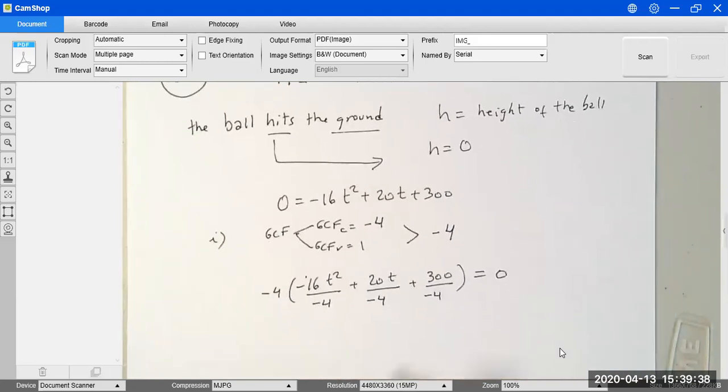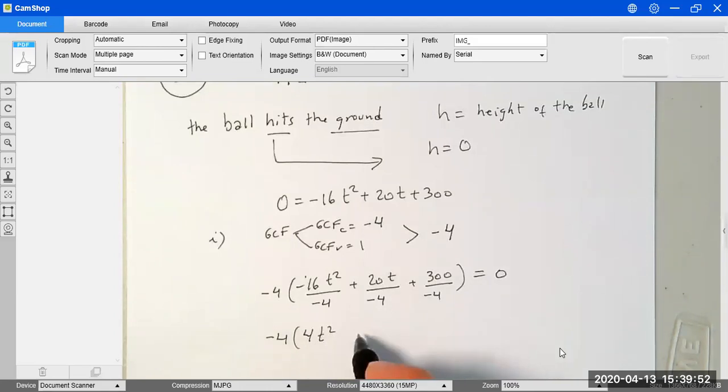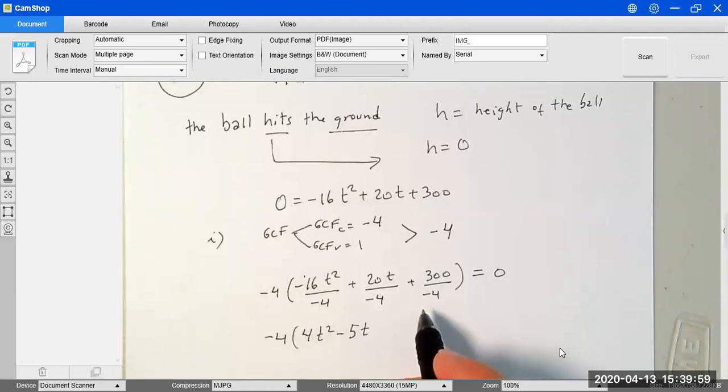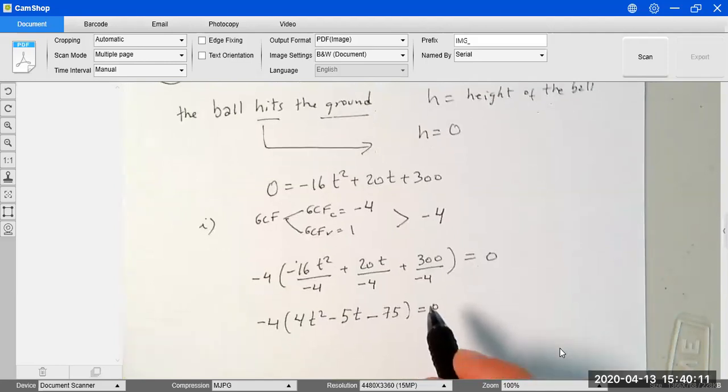So now I need to divide to simplify the fractions that are inside of this parenthesis. So negative 16 over negative 4 is going to be positive 4t squared. Positive over negative is negative, 20 over 4 is 5t, and finally positive over negative is going to be negative, and 300 over 4 is going to be 75, equal to 0. So now I need to factor this.